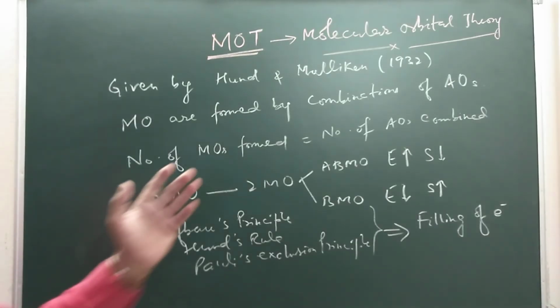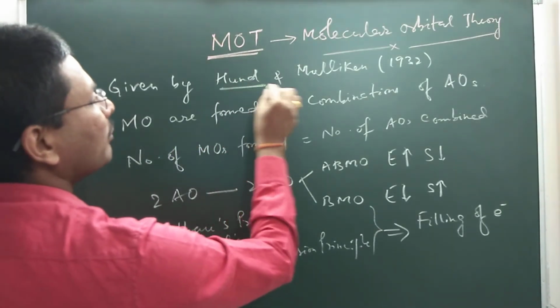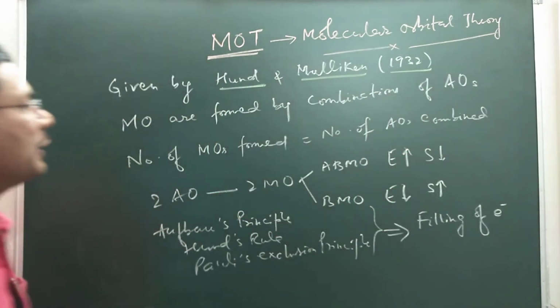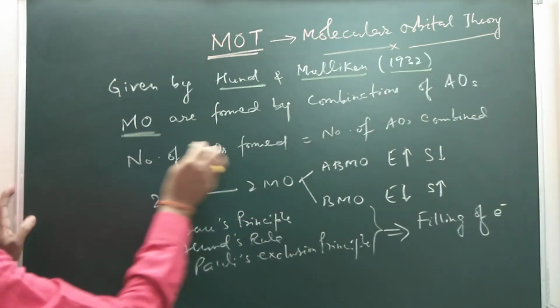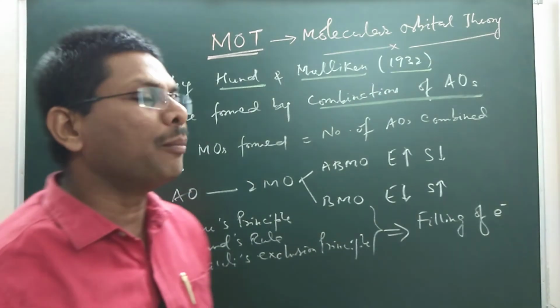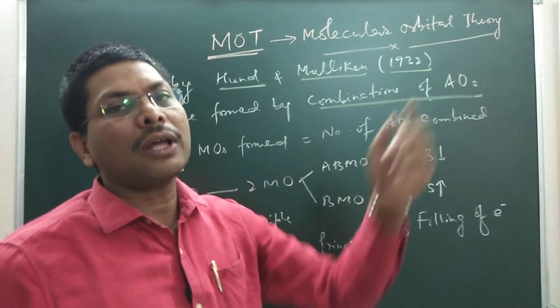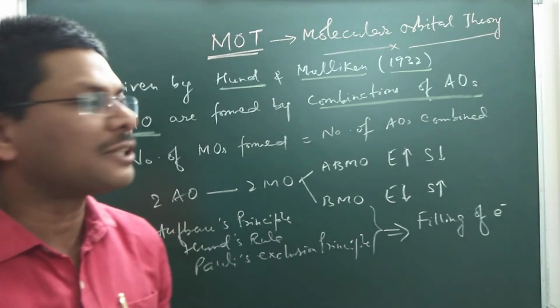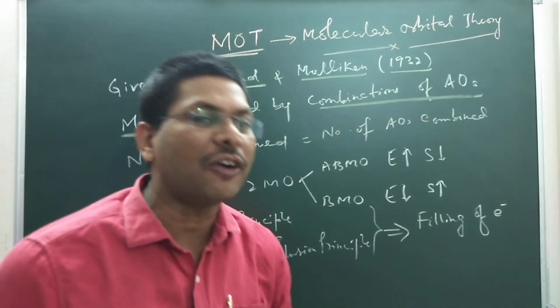Let's see molecular orbital theory. It was developed by Hund and Mulliken in the year 1932. Molecular orbitals, MO, are formed by combination of atomic orbitals. You know what atomic orbitals are? They are the three-dimensional space around the nucleus where there is maximum probability of finding an electron.